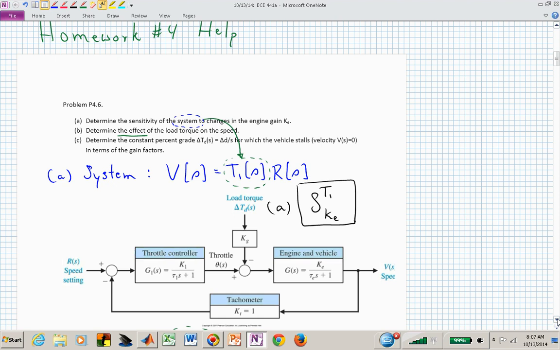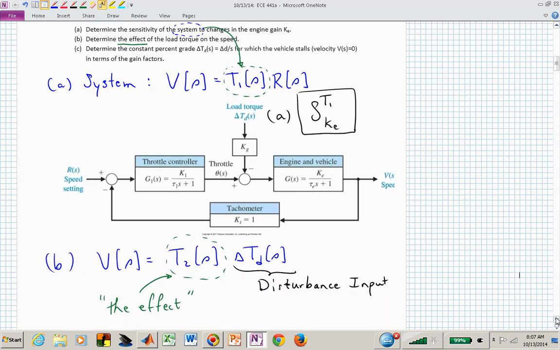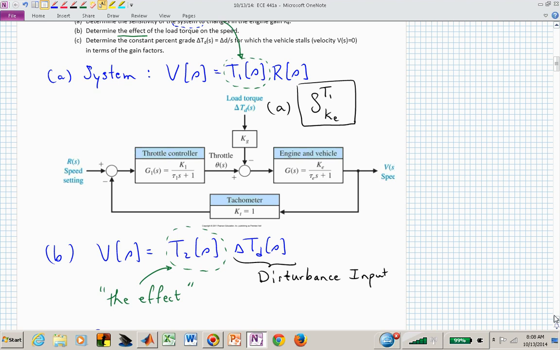Part B, determine the effect. The effect. What? By that, the book is really meaning, what's the transfer function? I think you all knew that, but maybe not. It's not that clear. So the effect in part B is actually asking you to find another transfer function, which I'm labeling T sub 2.